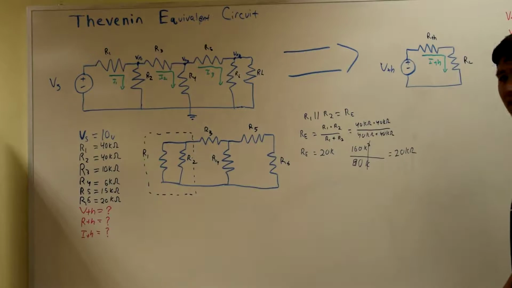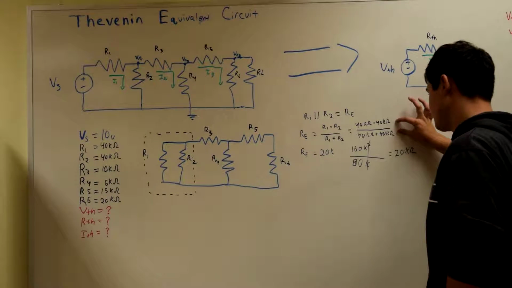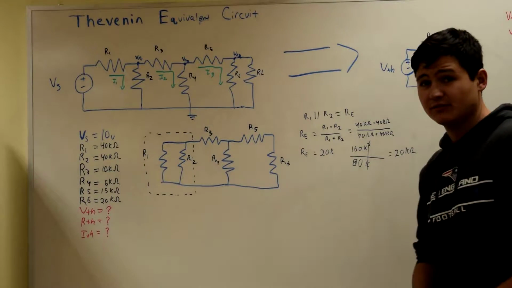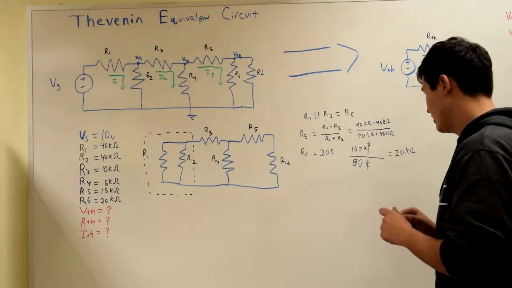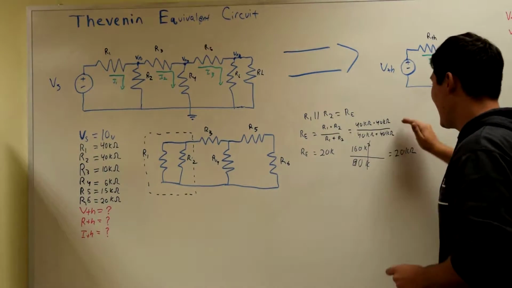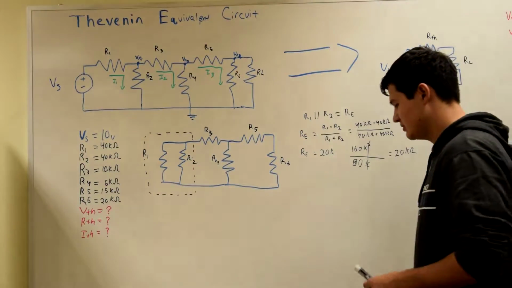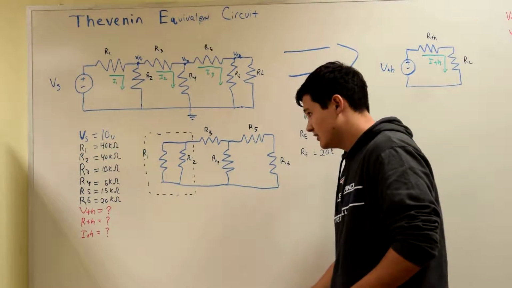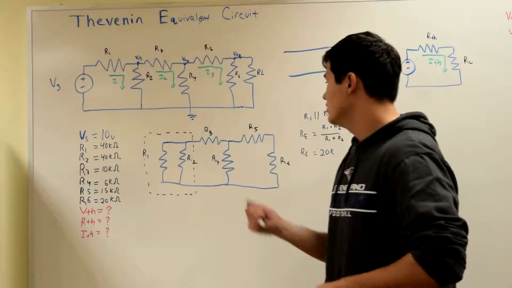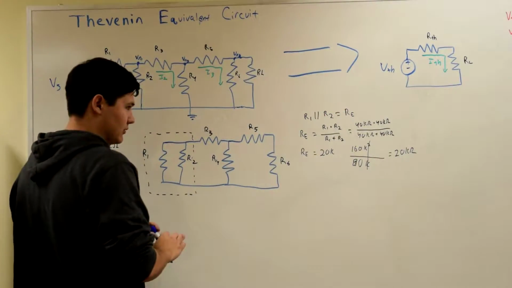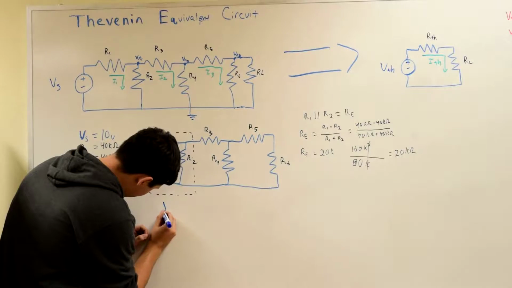I didn't know it. If you have the same resistor values in parallel, they'll come out to be half of what it is. I just proved it to you here. Pretty awesome. Hopefully that'll save you guys a little bit of time in the future. So now we're going to redraw the circuit again.